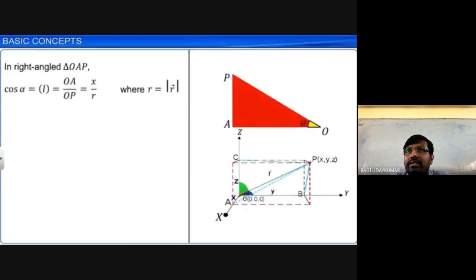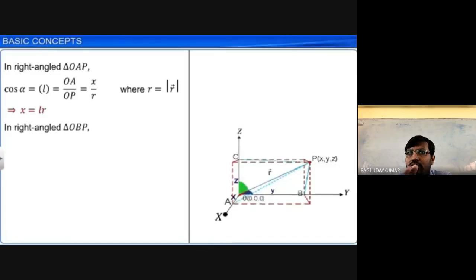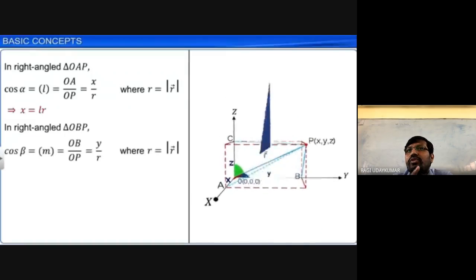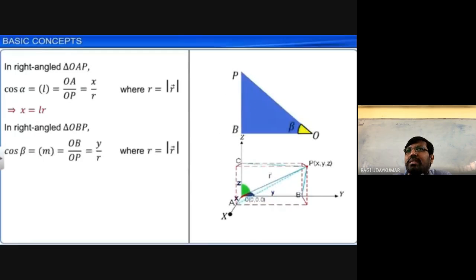And when you take the triangular form, cos alpha is equal to x by r. The triangle part is taken from that, and cos alpha is equal to OA by OP in right angle triangle OAP, where the angle alpha is taken into consideration. So x is equal to lr, where l is the direction cosine of the position vector OP. In the same way, y is equal to mr, and z is equal to nr, you are going to get. It's very simple here, the triangles are taken.